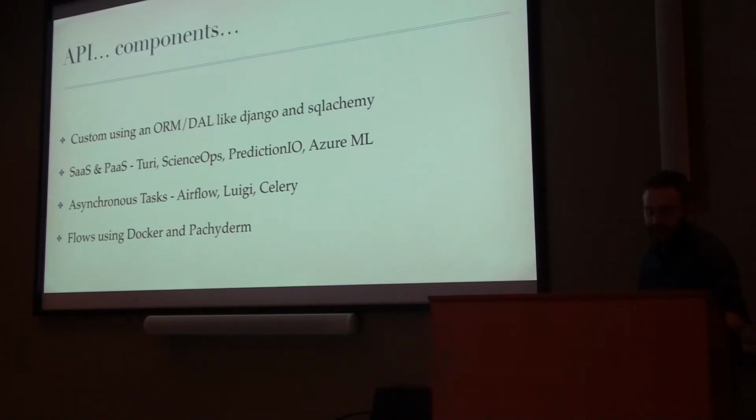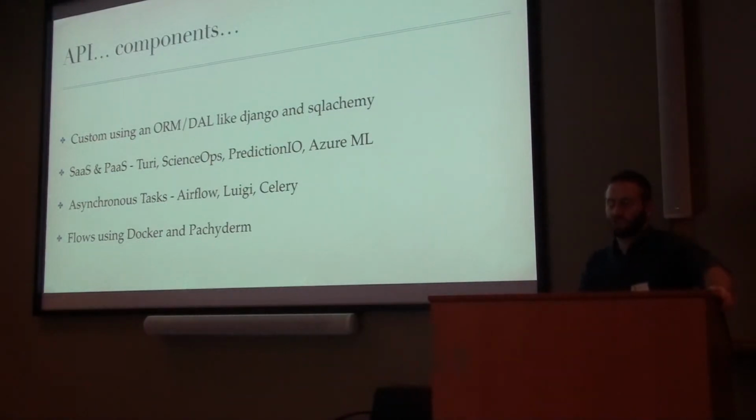Then there's asynchronous tasks, particularly once you're training and retraining and doing large computation on the fly, or anything that actually needs to be pre-computed, you might need some sort of flow management, whether it's Airflow, Luigi, or Celery. There are plenty of others. And finally, using custom flows using Docker or Pachyderm to actually choose which models you're deploying and how. You might be able to use a lot of the Docker API to actually do that. But that's really it.